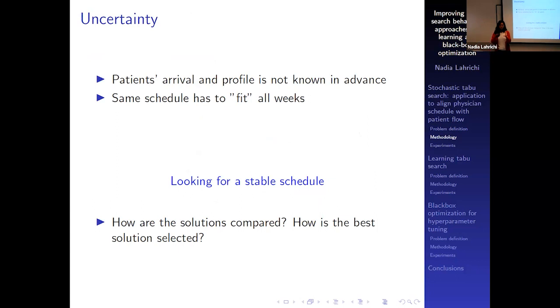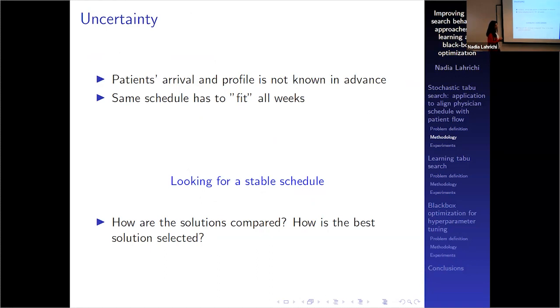deterministic version. I know when people are arriving. I know what their profile is, and then I schedule everyone given that information. Now, I don't know when people are coming, and I don't know what their profile is, but I still want to have one schedule that fits every single week. So I want the same schedule over the year, but every week I may have different arrivals with different profiles. So the objective is to have one schedule that's going to be the best.